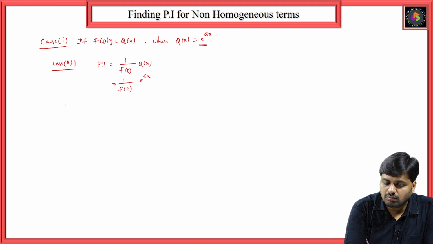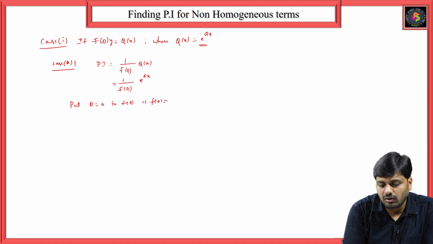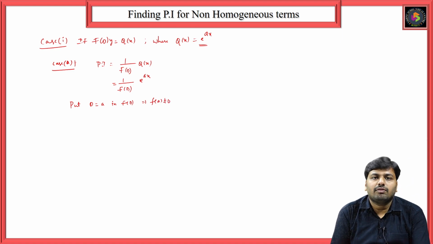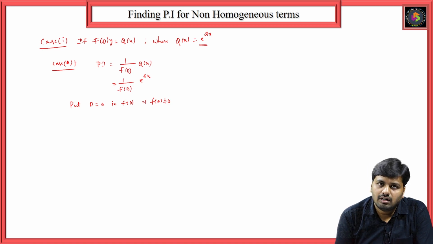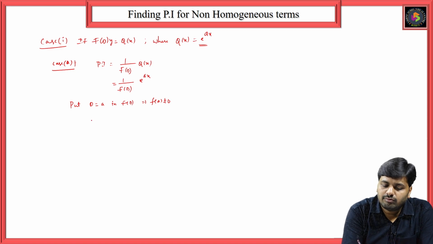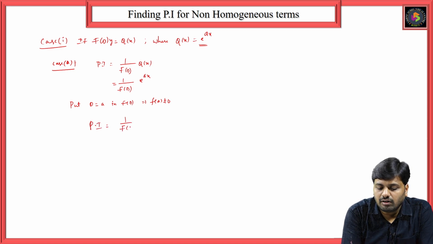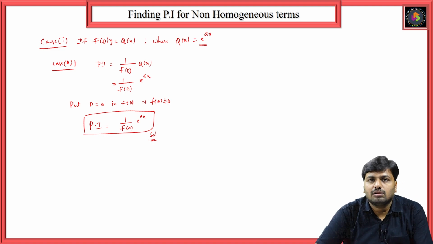Now directly put D equal to a in f of D. Then if f of a is not equal to 0, we have to use this method. Otherwise, if it is equal to 0, we have another case, which we'll write separately. Therefore, the particular integral will be 1 by f of a into e power ax. So this is the final solution. There is no doubt about this.